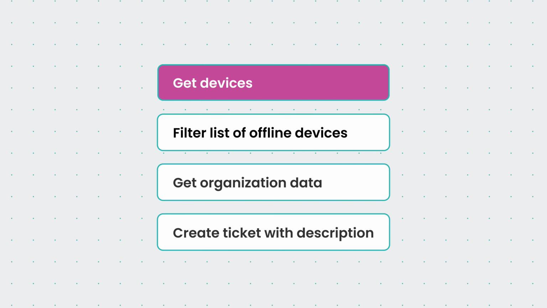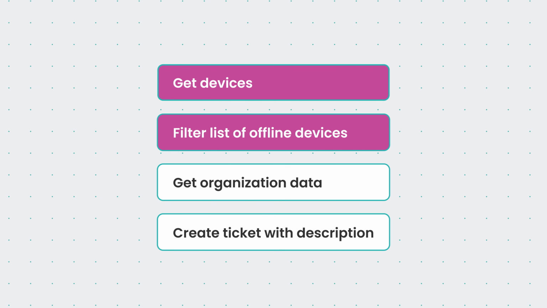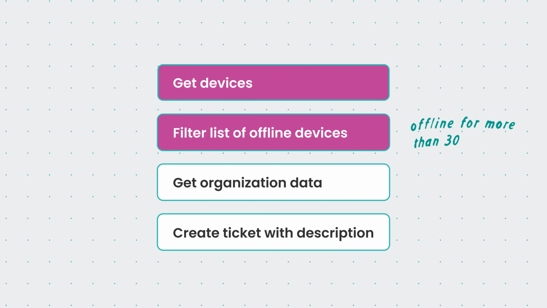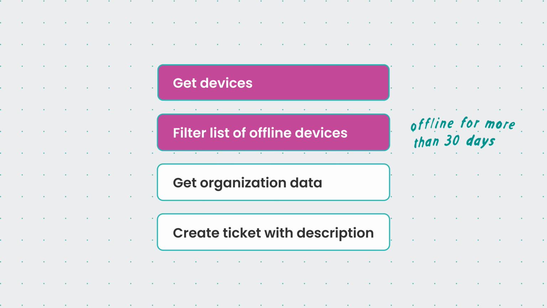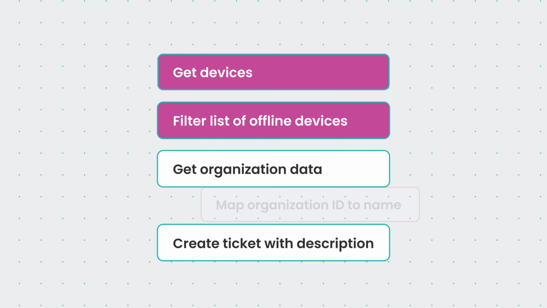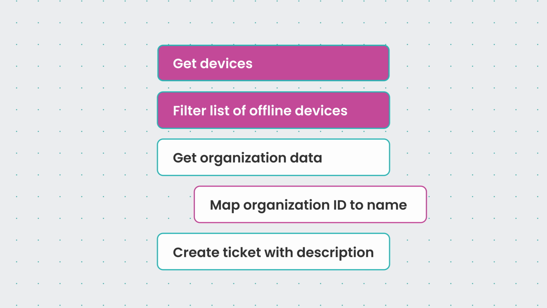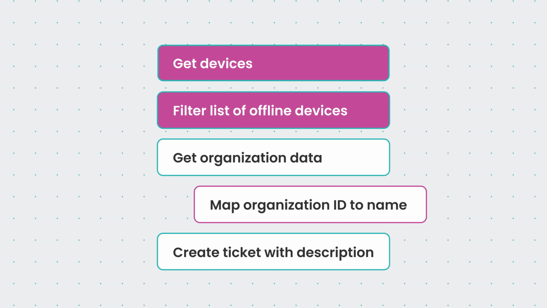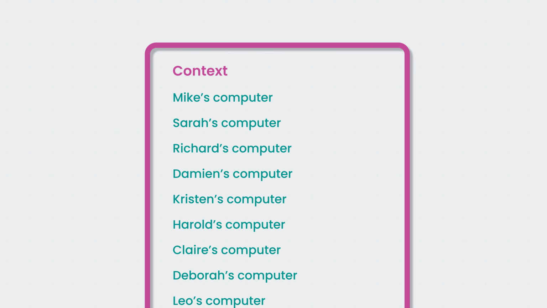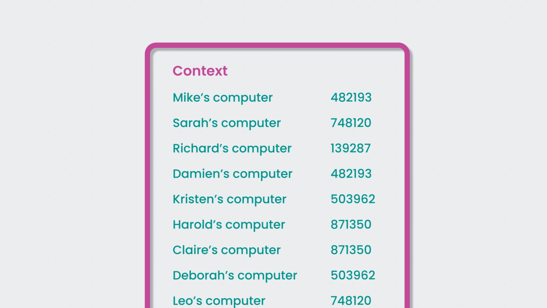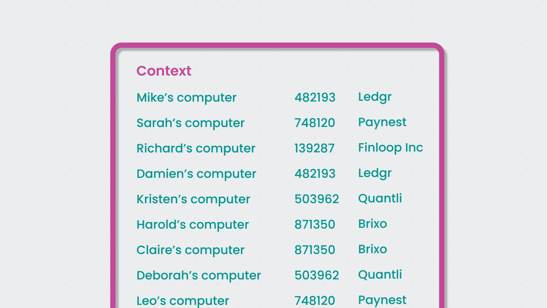We now have our list of inactive devices from the RMM, those that have been offline for more than 30 days. Here's where we're at in automating the process. The next thing we need to do is map organization IDs to the names of those organizations. Remember, right now our workflow data only gives us the organization ID. It'll be more useful to have the names of the organizations.